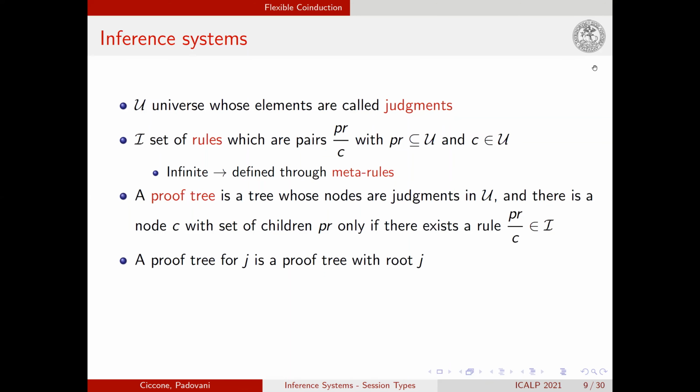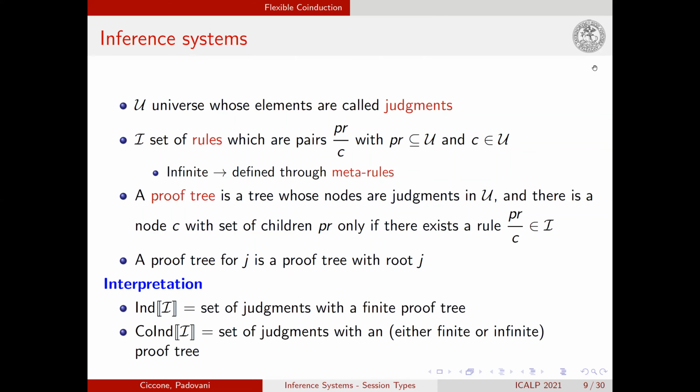Then we say that a proof tree is a tree whose nodes are judgments in the universe, and there exists a node C with set of children Pr if there exists a corresponding rule Pr over C in the inference system. Then a proof tree for a judgment J is a proof tree rooted in J. From a definition, then we have to take an interpretation. The inductive interpretation is the set of judgments with a finite proof tree. The co-inductive interpretation is the set of judgments with a possibly infinite proof tree.